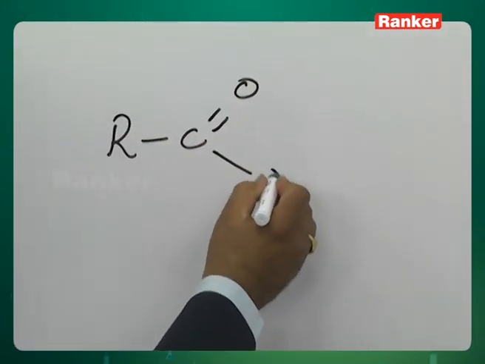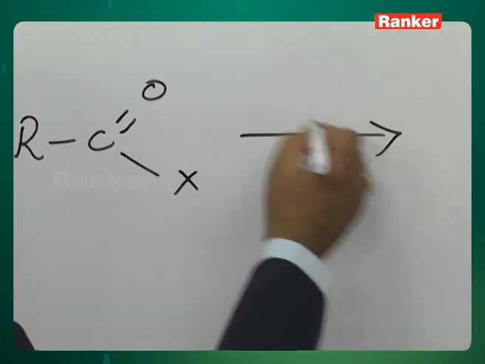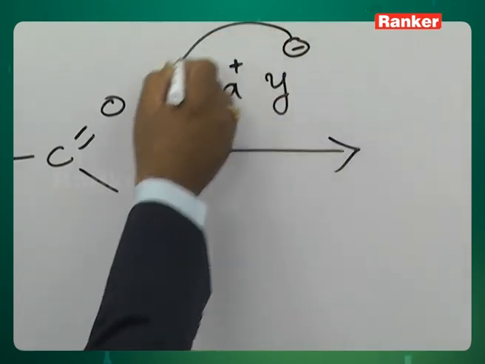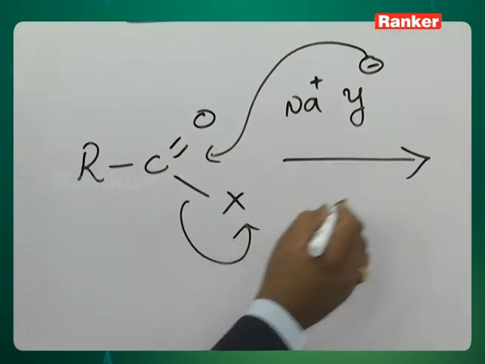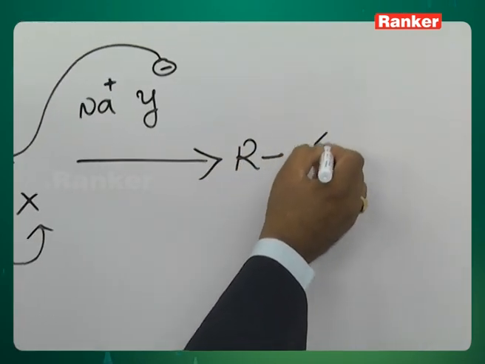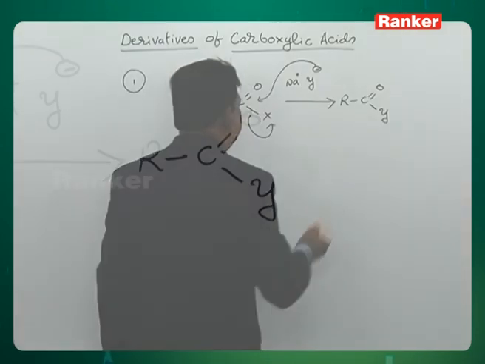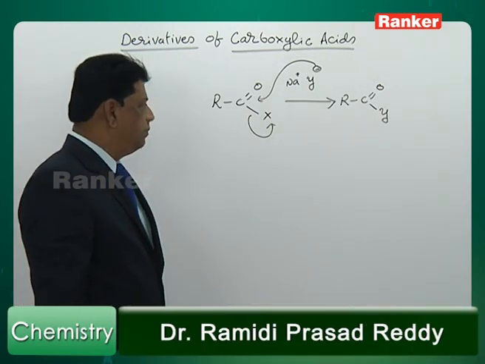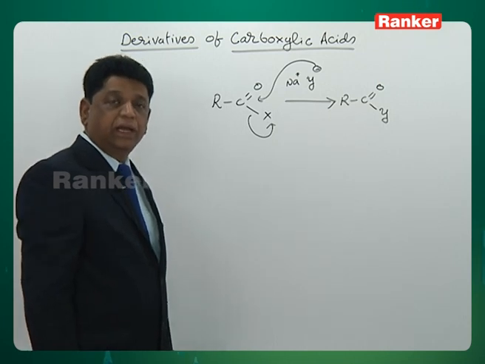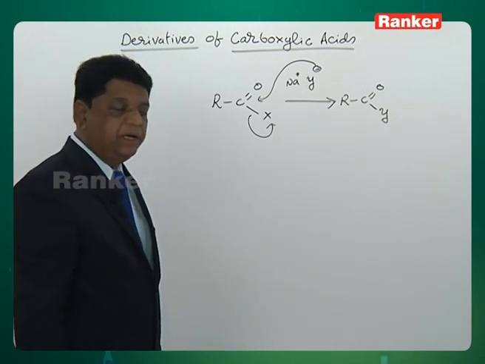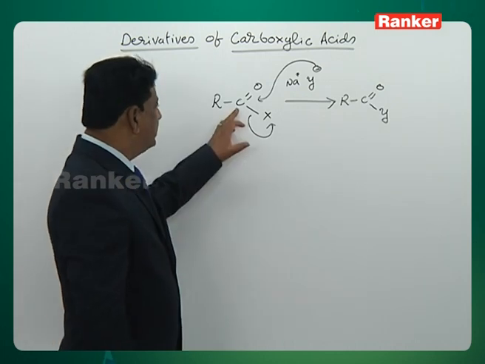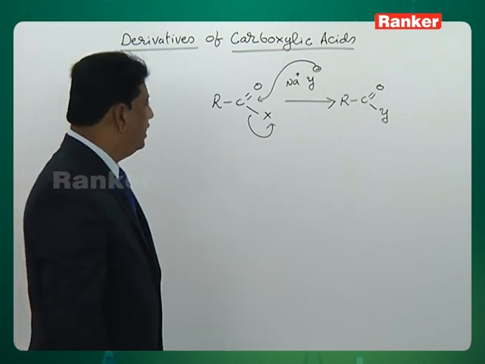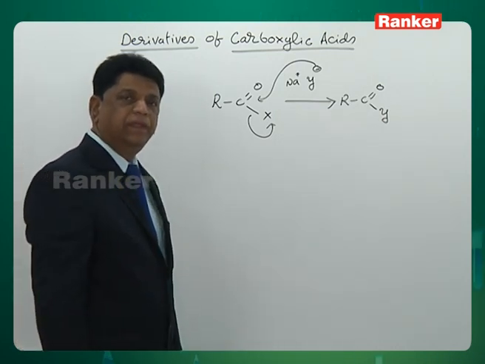Let us have an RCOX here and treat it with a sodium salt of a Y nucleophile. This Y nucleophile replaces the X and you will get a Y-containing group. So, this is a nucleophilic substitution reaction at an acyl carbon, just like alkyl halides RX also undergo this type of reaction, but that is at a saturated carbon. This carbon is called the acyl carbon. So, the reaction takes place on the acyl carbon.